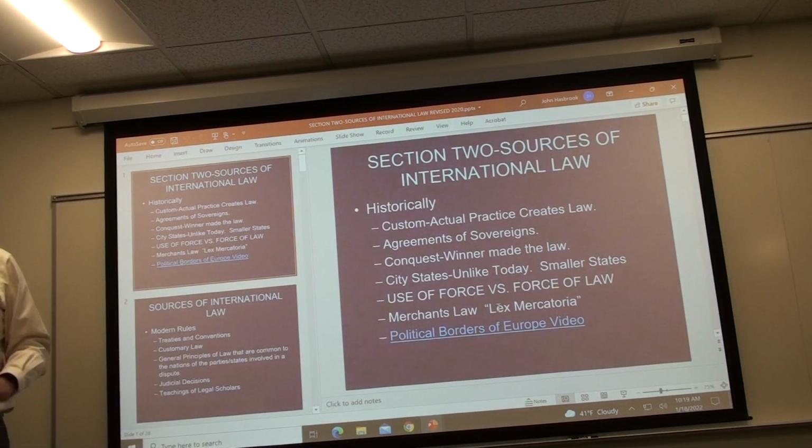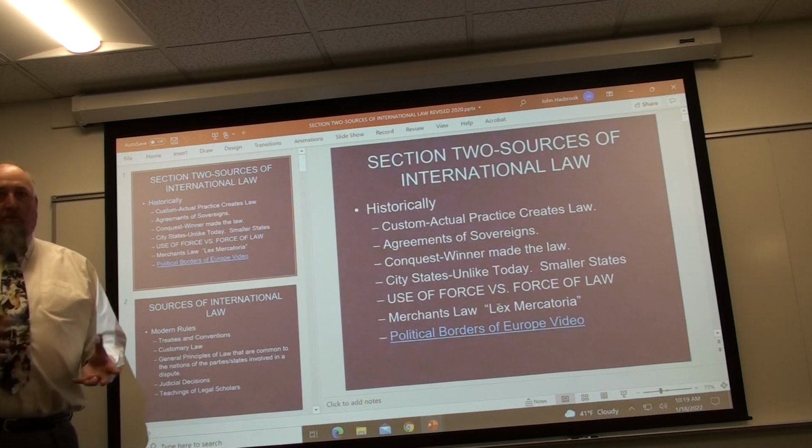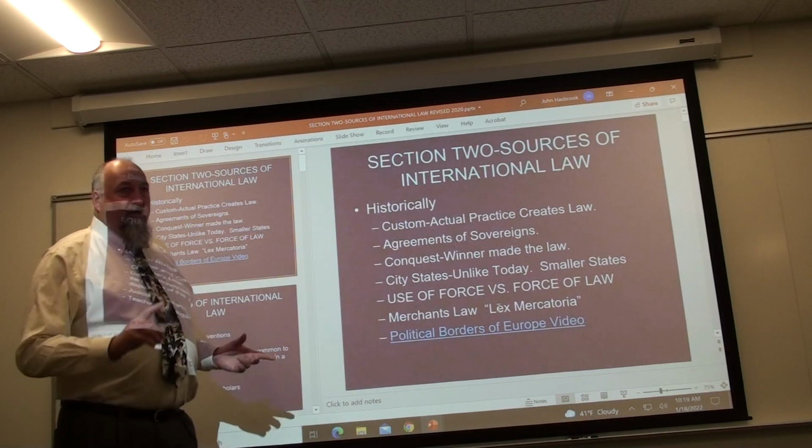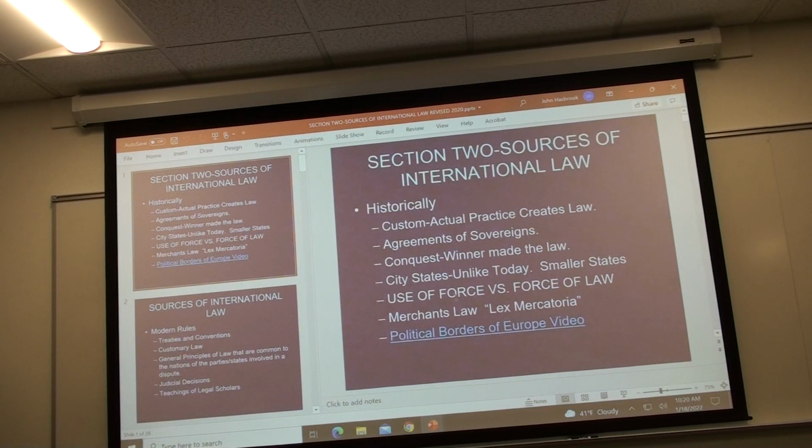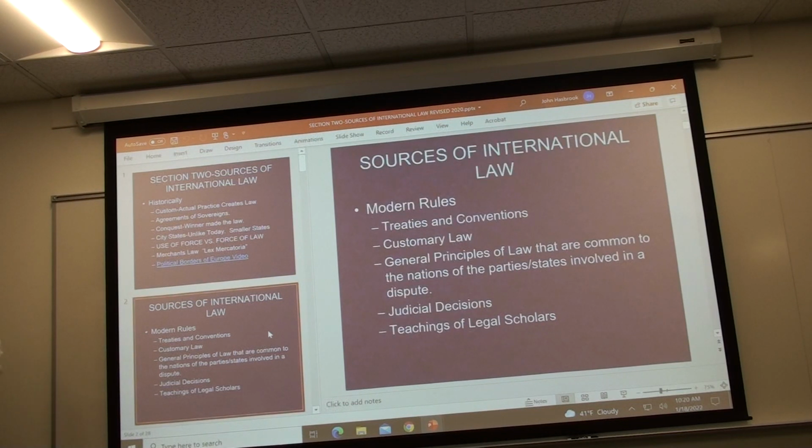So back to my question. What's the most important source of law? Answer, one of two things. It's either going to be custom or agreement of sovereigns. Now, we don't really say agreement of sovereigns anymore.